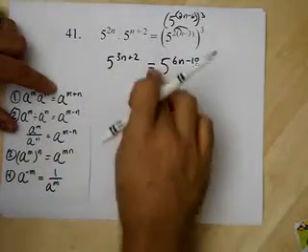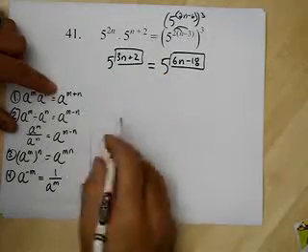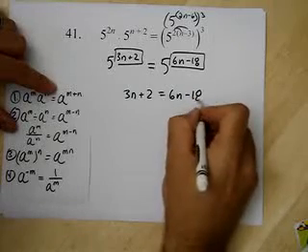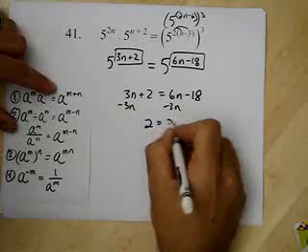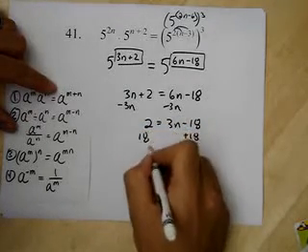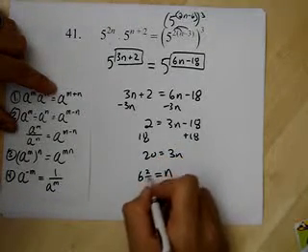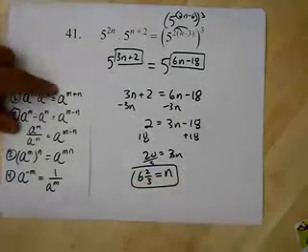How do I know? I know these numbers are equal because it says equal, which means these exponents have to also be equal. That's where I get my equation. 3n plus 2 equals 6n minus 18. Subtract 3n. Get 2 equals 3n minus 18. Add 18. I get 20 equals 3n. Therefore, n equals 6 2/3. So divide by 3, right? All right.